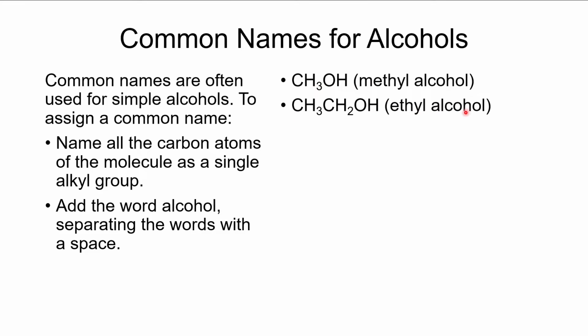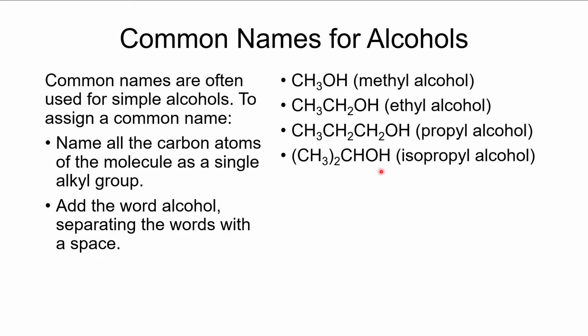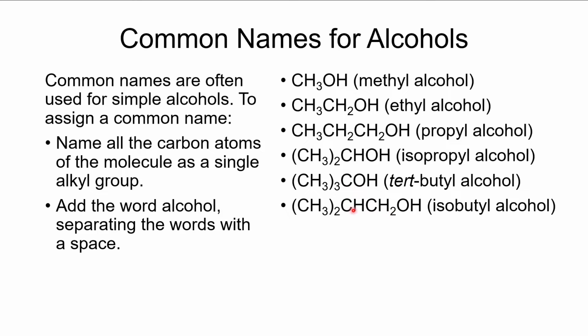This one would be ethyl alcohol. This would be propyl alcohol. Here's isopropyl alcohol. That's the active ingredient in rubbing alcohol. This is tert-butyl alcohol. And then this one is isobutyl alcohol. And we actually saw tert-butyl and isobutyl alcohol on number 39, the one we just did a few minutes ago. And then here is benzyl alcohol. This is a benzyl group. So a benzene ring with a CH2 that makes a benzyl group.